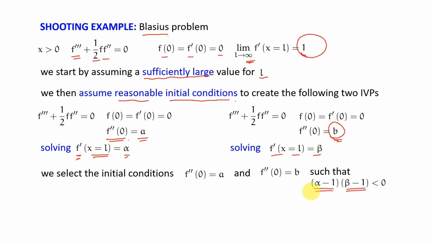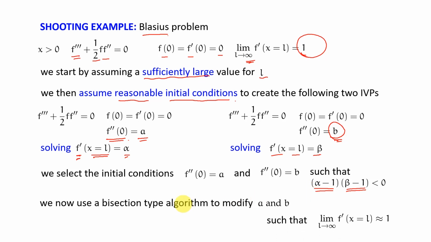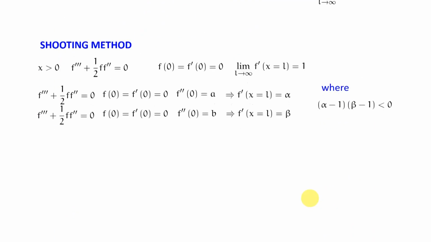And the shooting method takes pretty much what we have learned in the bisection method of solving nonlinear equations. So this bisection type algorithm will now apply, and we will modify this A and B until we have f prime at x equals L equal to 1. So let's see how we do so.